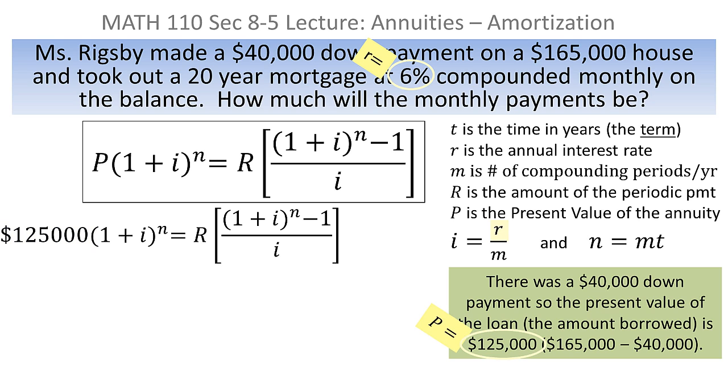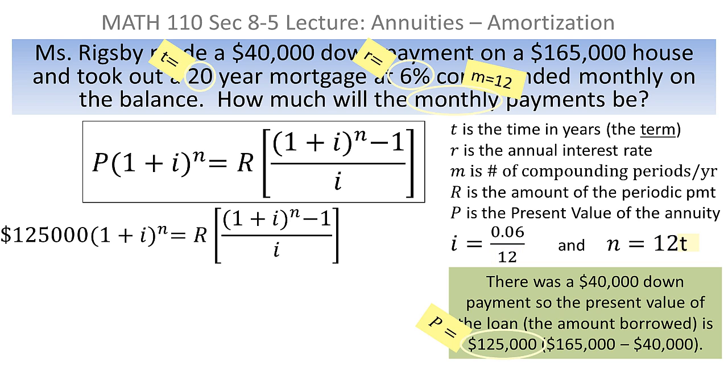We also know that little r is 6%, so we can calculate little i by plugging in 0.06. We know that m is 12, their monthly payments, so we can also plug m in. And we know that t is a 20-year mortgage, so t is equal to 20. And now that we know those values, we can calculate little i and little n. So little i comes out to be 0.005 and n comes out to be 240.